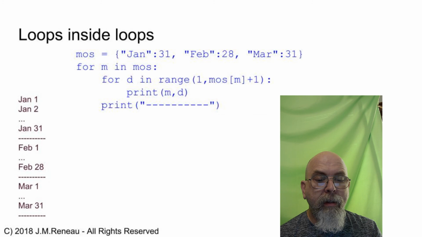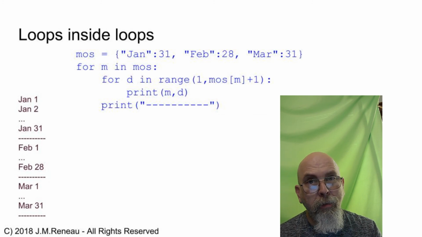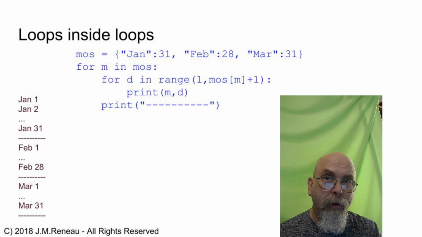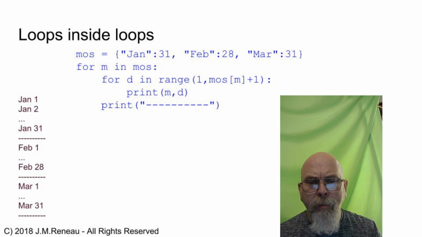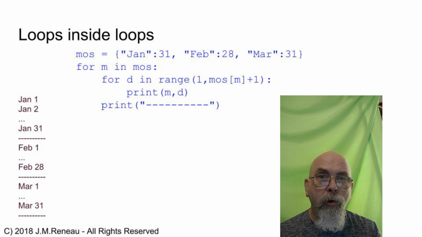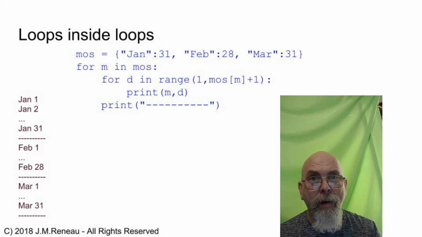And then notice that the print line of dashes is inside the first loop, but outside the second loop, so that it executes at the end of every month. Pay special attention to the way this loop is nested inside another loop. It's a very powerful technique to nest loops.